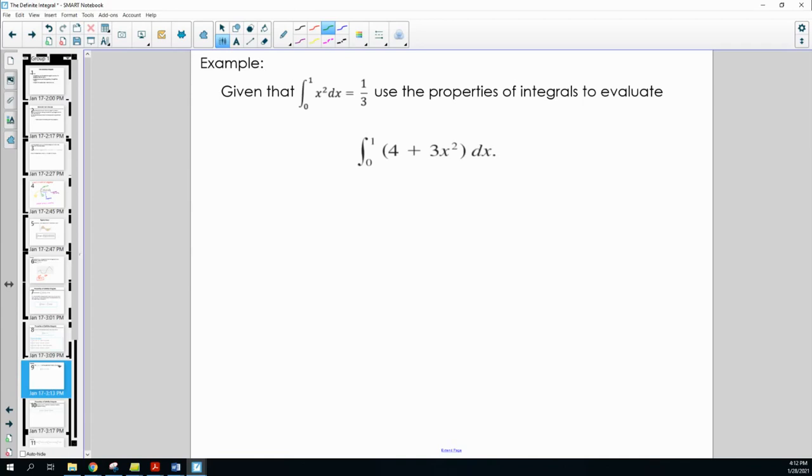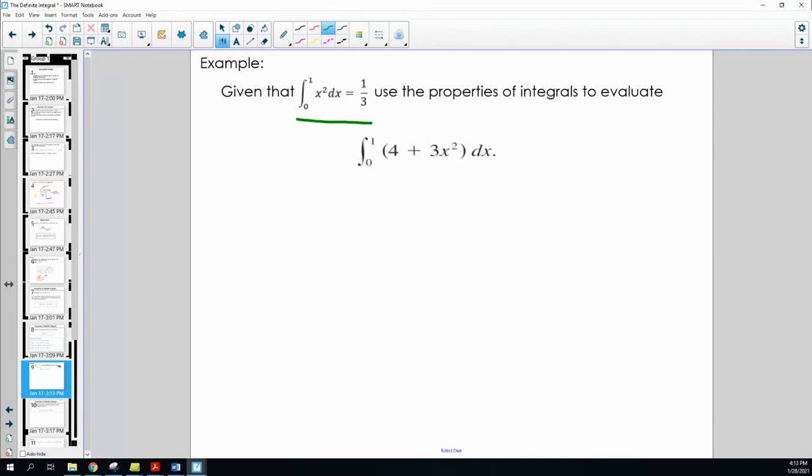So here we're going to look at an example using the properties we just talked about. Given that the integral from 0 to 1 of x squared dx is equal to 1/3, use the properties of integrals to evaluate the integral from 0 to 1 of 4 plus 3x squared dx. So here's our given information. We're going to use that to help us. We're going to use our properties to kind of break this up a little bit.